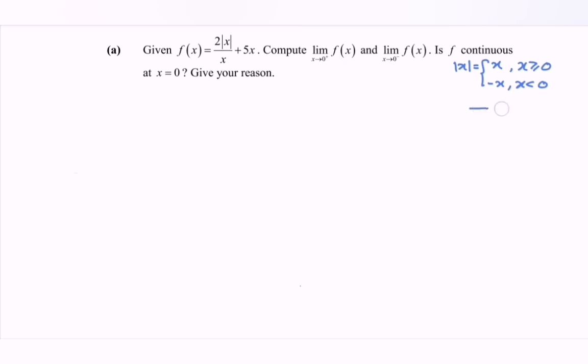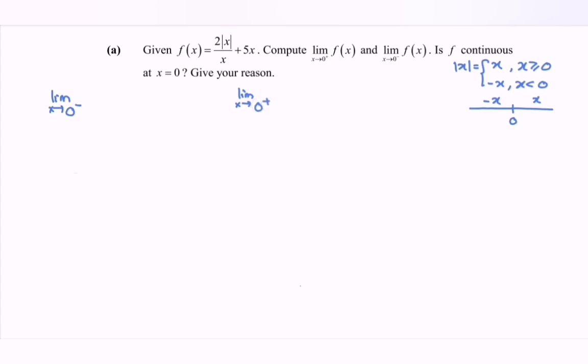We write the situation on a real number line. So we have negative x for x less than 0, and we have x for the situation x greater than or equal to 0. Compute the limit when x approaches 0 from the left. Compute the limit when x approaches 0 from the right. So we have the function f(x).